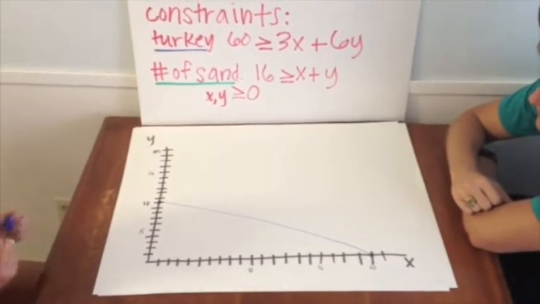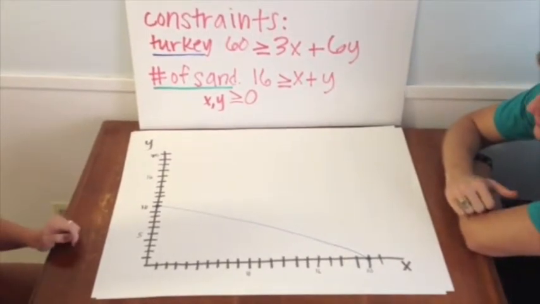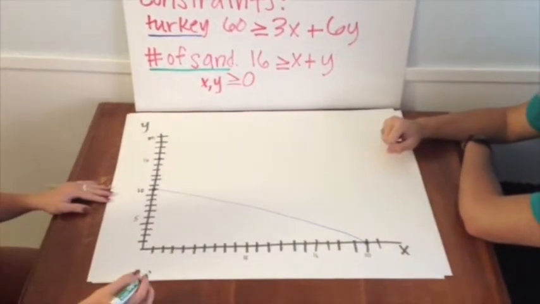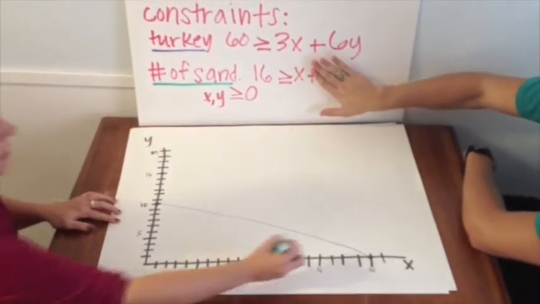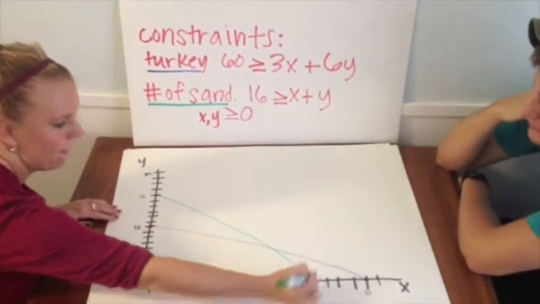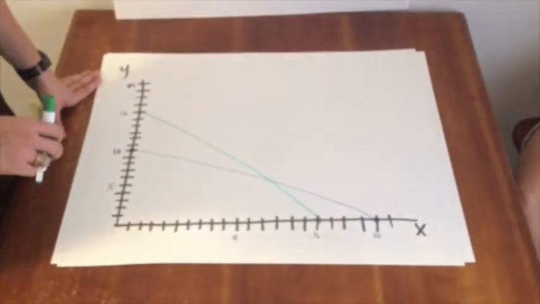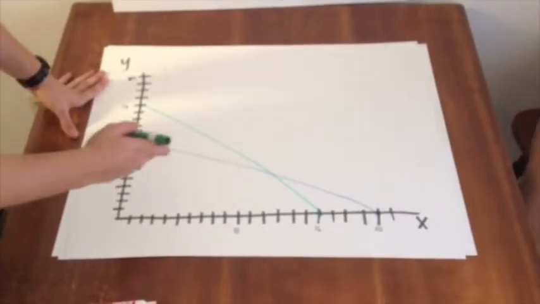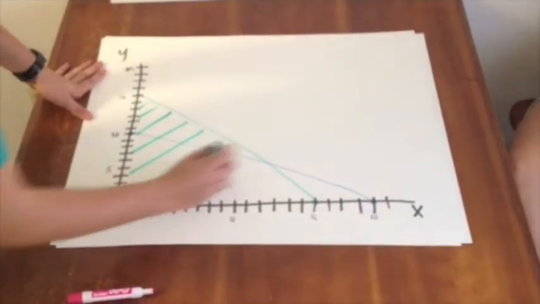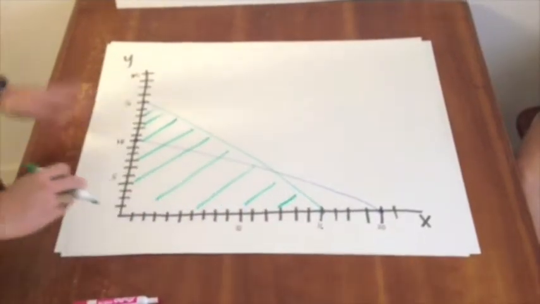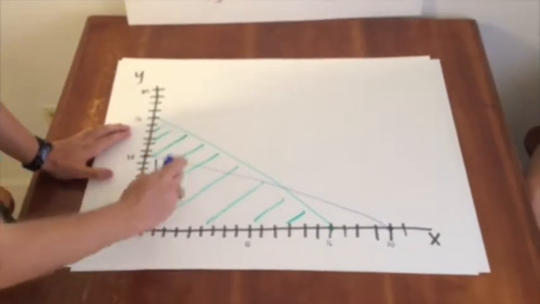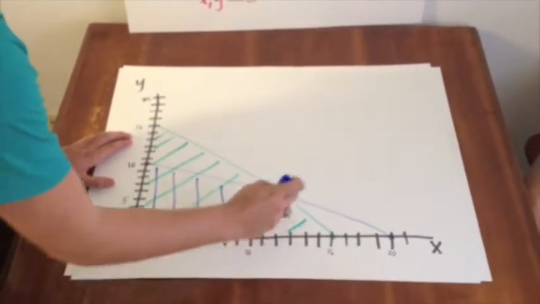Next, we're going to do number of sandwiches. When x equals 0, y is going to equal 16. And when y equals 0, x is going to be 16. And then we can graph our line. Since we have two inequalities, and they're both less than, we will shade below each line. So this is below the sandwich line, and this is below the turkey line.